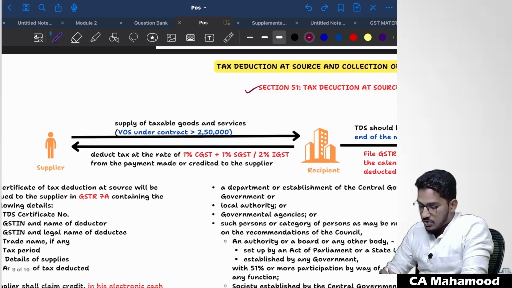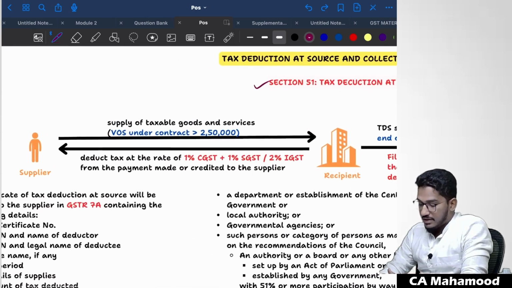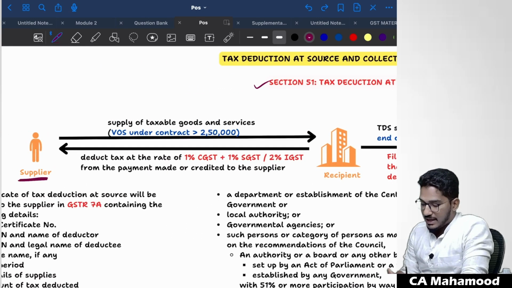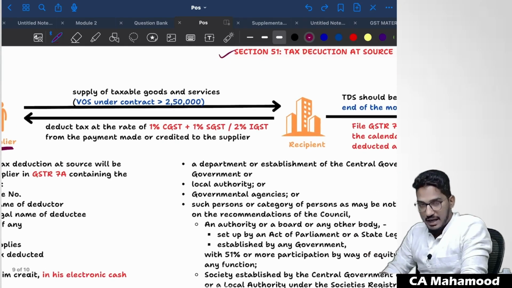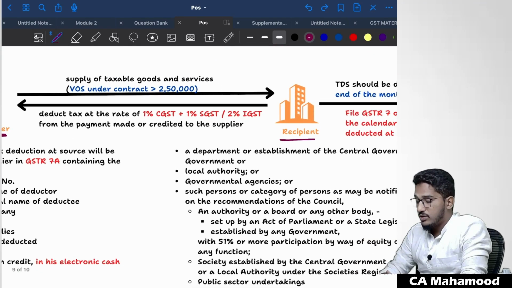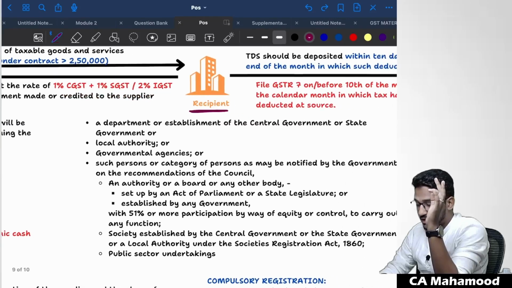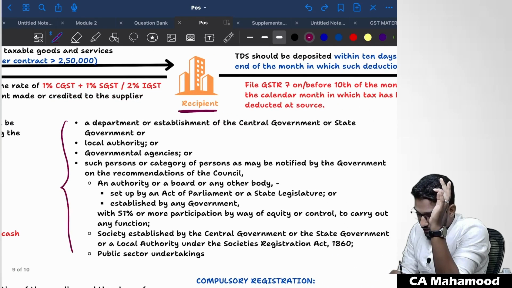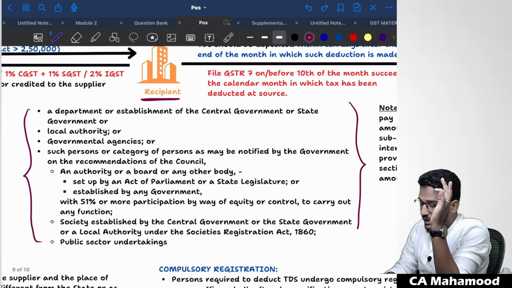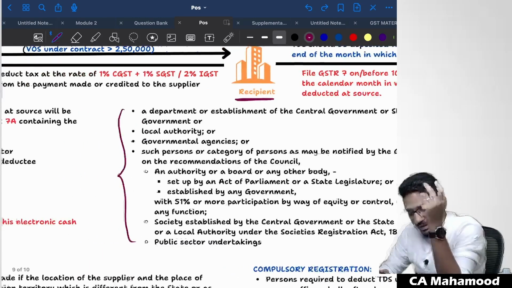Let us see. So section number 51 says that TDS will become applicable when any supplier is making a taxable supply of goods and services only to specified recipients. If the recipient falls under any of these categories, then only TDS will become applicable. Supplier could be anyone.